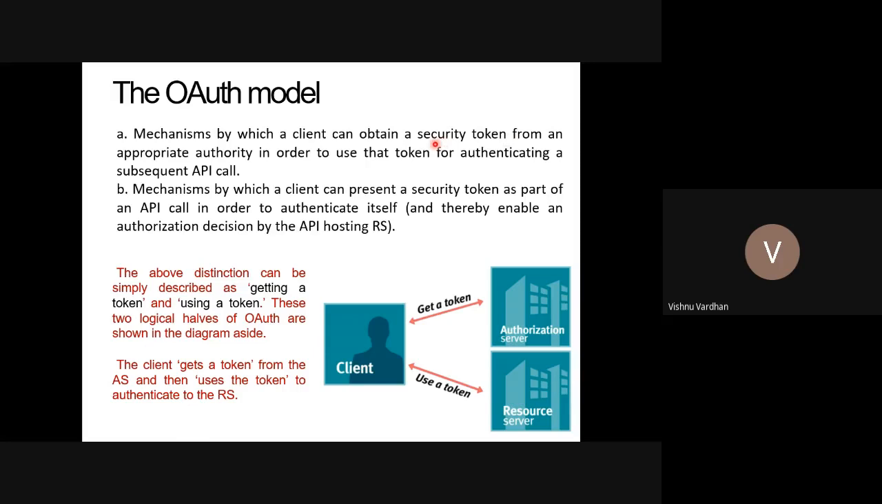In this case, the client does not have to send any password or any login credentials from his side, but rather he will obtain a security token from the appropriate authority in order to use the token for authenticating again and again. So these are mechanisms by which a client can present a security token as part of the API call in order to authenticate itself. So the authorization model is shown in this way.